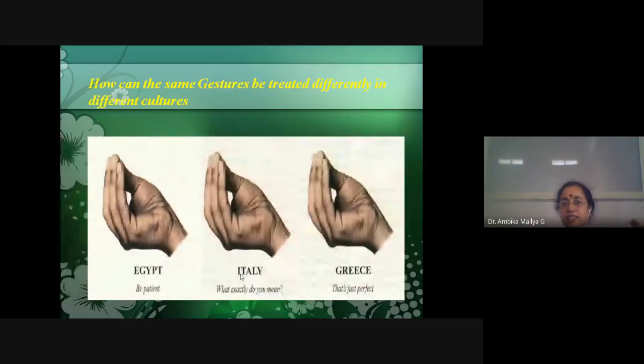Now, how can the same gesture be treated differently in different countries and cultures? See, in Egypt, it means be patient. In Italy, it means what exactly do you mean? And in Greece, it means that's just perfect. Just one gesture. Even we use this, can you give me some time, please? Like this in Indian culture, I think it means some time or some concession. We use this as some, S-O-M-E, some.